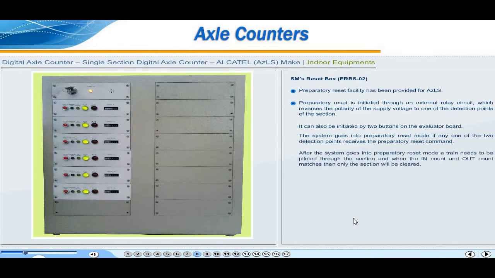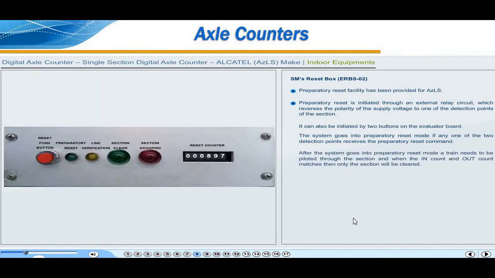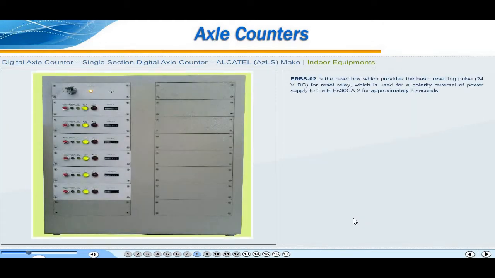After the system goes into preparatory reset mode, a train needs to be piloted through the section, and when the in count and out count matches, then only the section will be cleared. ERBS02 is the reset box which provides the basic resetting pulse, that is 24 volt DC for reset relay, which is used for a polarity reversal of a power supply to the EES30CA2 for approximately 3 seconds.